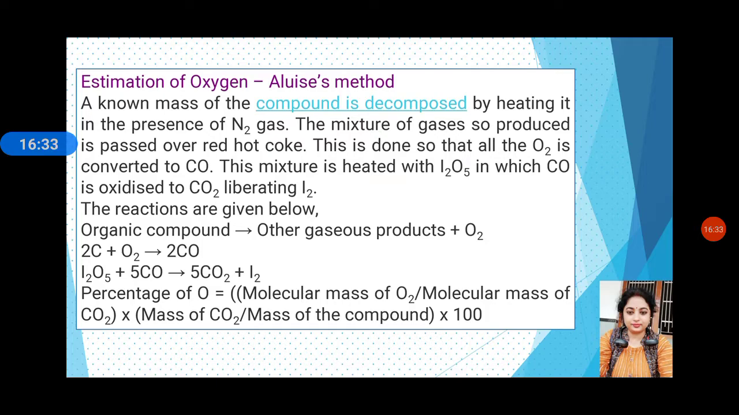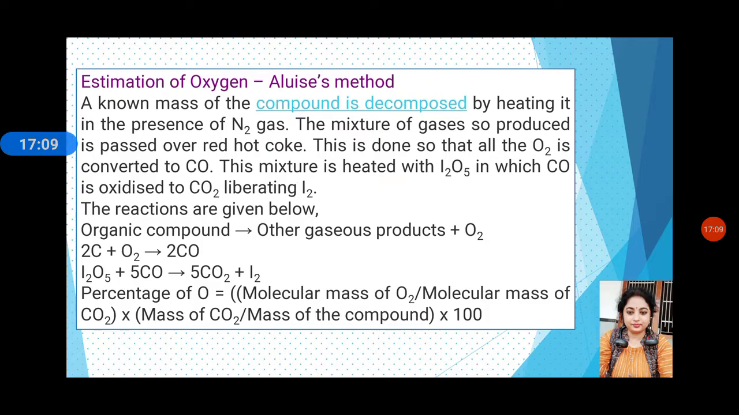Now let's see the principle which we apply to estimate oxygen, that is Aloy's method. In this, a known mass of organic compound is heated in a stream of nitrogen gas. You have to remember that we have to check the quantity of oxygen in the presence of only nitrogen gas, because air already contains oxygen. So whenever estimating oxygen, remember the atmosphere should be of nitrogen gas.